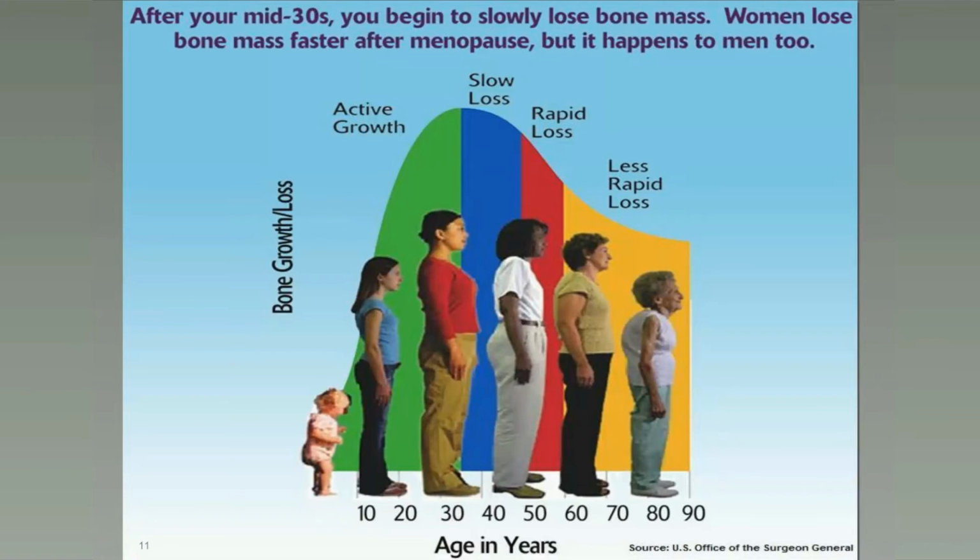This is what happened to my own mom, for example. After your mid-30s, you begin to slowly lose bone mass. Women lose bone mass faster after menopause, but it happens to men too. And this, which comes from the Office of the Surgeon General, assumes that you will be eating some kind of modified standard American diet, which is an acid-forming diet, which is a diet that indeed causes progressive loss of minerals, first from the cells, then from the periosteum, and then eventually from the bone and large blood vessels as well.